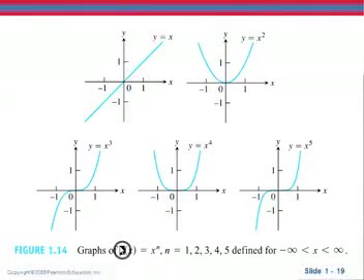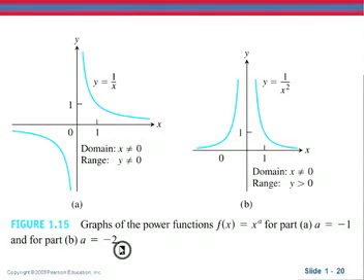Our a, when we do x to the a power, could actually be any number. It does not necessarily have to be a positive integer, as you see here. If it's a negative integer, like negative 1 or negative 2, we have graphs such as you see in figure 115. These are graphs of rational functions. Notice that each one of these has a domain where x cannot be equal to 0.